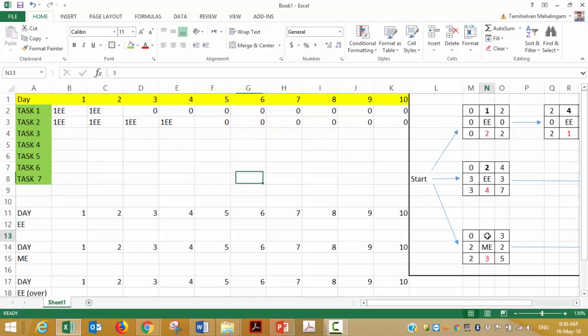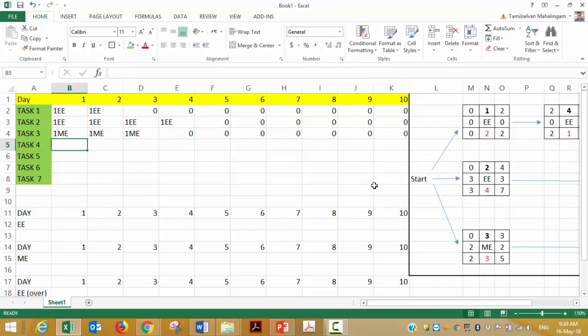In task 3, I need a mechanical engineer for 3 days. So I'm going to put 1 ME, 1 ME, 1 ME, only 3 days, right? Yes. So the rest of them will be 0, 0, 0, 0, 0. Now watch this very carefully. We are in task 4.